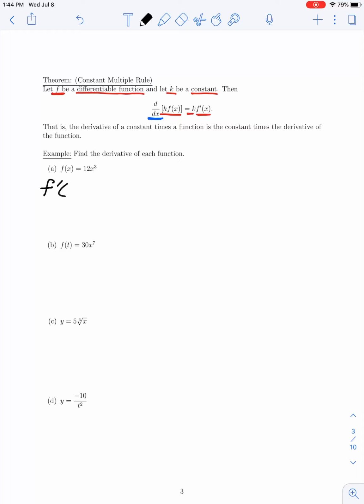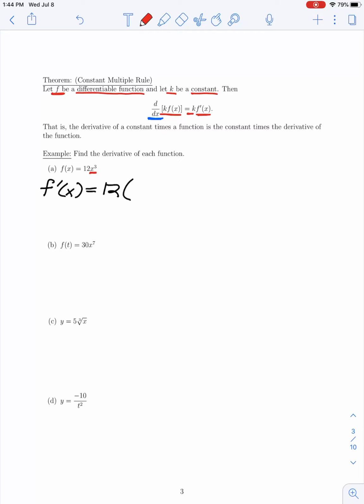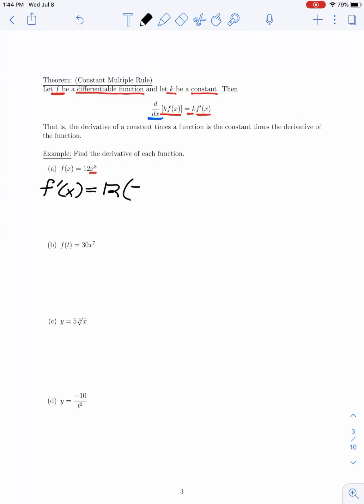constant multiple rule, our derivative, f prime of x, well, we have 12, and then we're going to multiply by the derivative of the function that came after that 12. So the derivative of x cubed is 3x squared using the power rule. So now we have 12 times 3x squared, which is 36x squared.